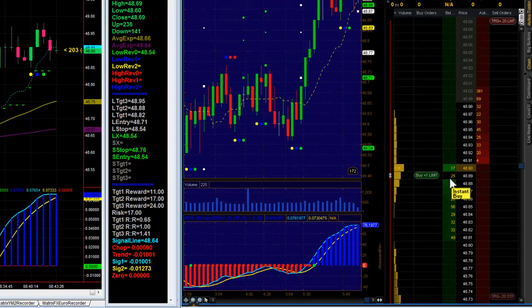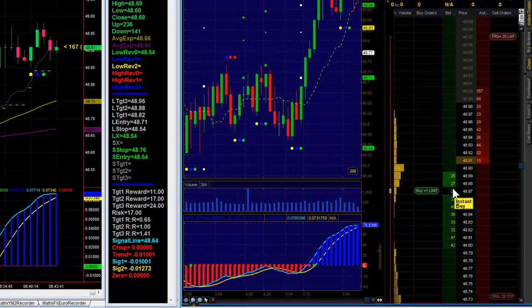I've got a template set up so that when I place a trade, for example, if I place a long trade right here, you're going to see that there's a target that's 20 ticks above my entry, and I've got a stop that's 20 ticks below.